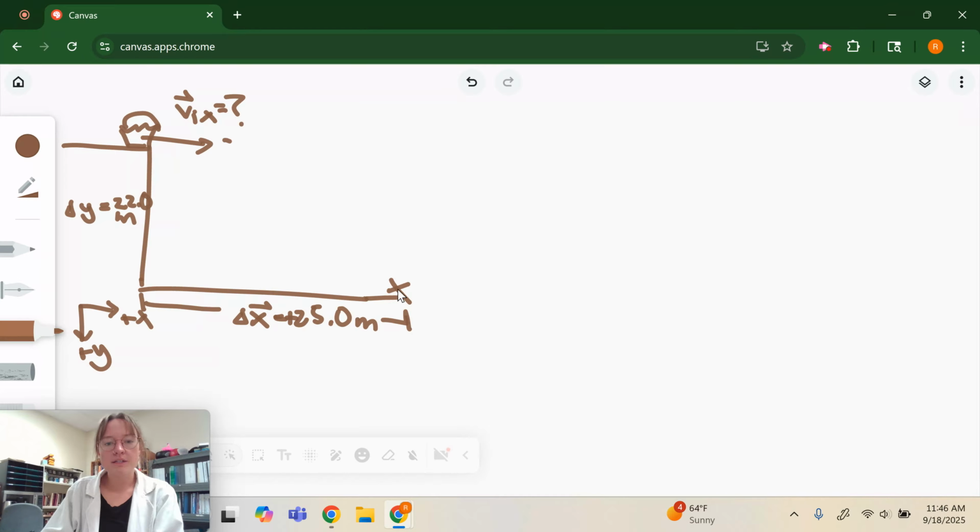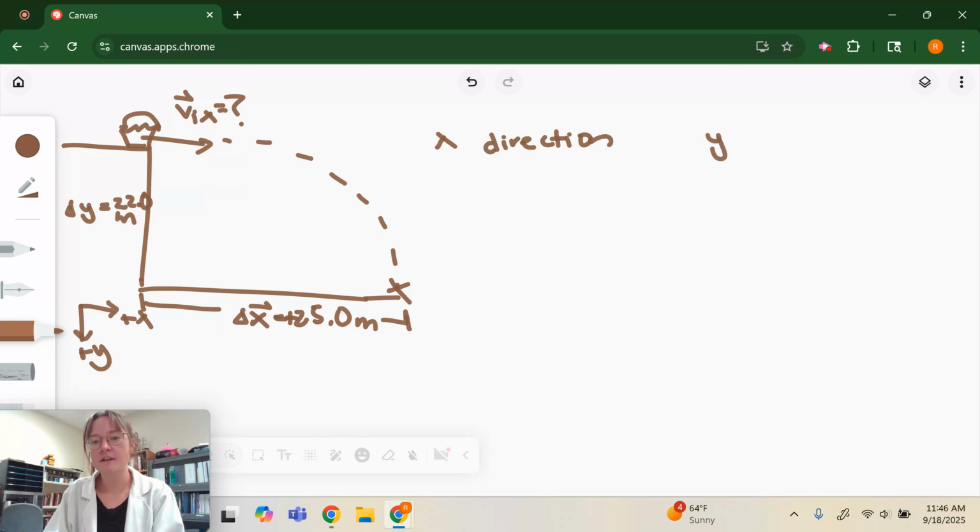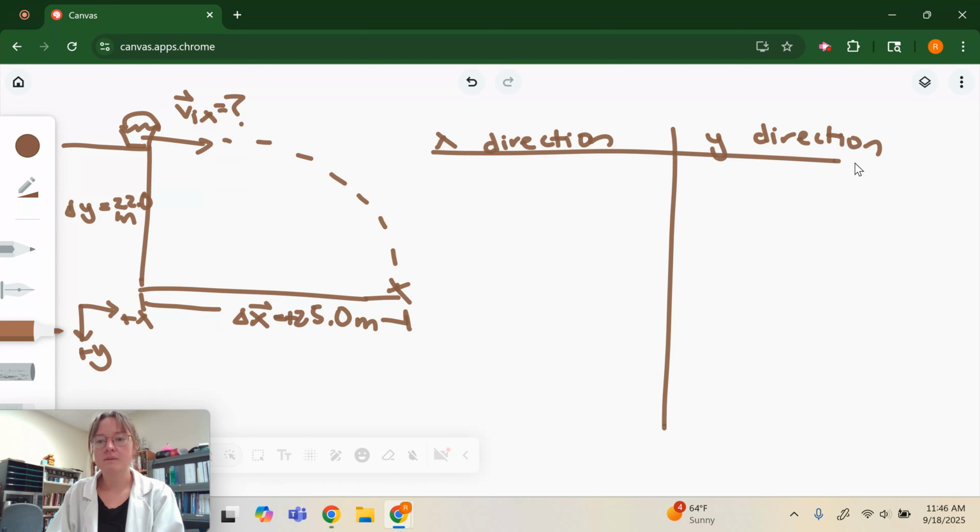Once I draw a picture where I've established all my knowns and unknowns, then I write my x and y direction separated out. Here's my x direction, and here is my y direction. In the x direction, I start by saying I'm looking for the initial velocity in the x direction, and I know that that's going to equal the average velocity in the x direction. And I know that that's going to equal a delta x over a delta t.